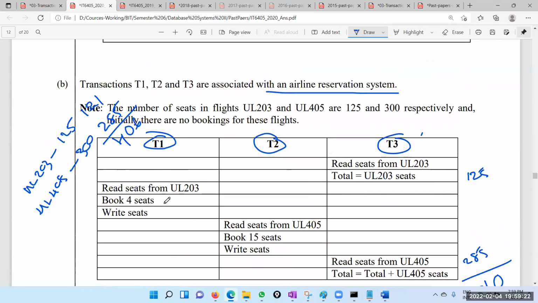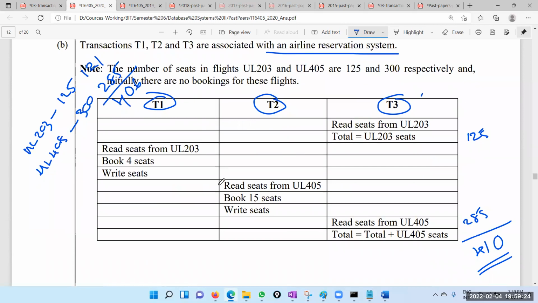So how do you call this? This is sort of an inconsistent summary, or when you read the value twice, it is giving different things. Because here you are reading the seats, but here you are reading some other record, and the report is wrong. This is happening after you take that.